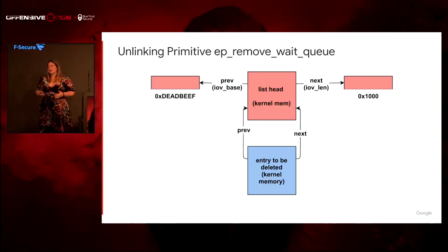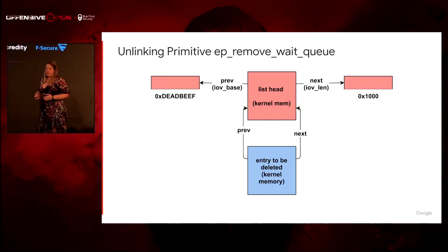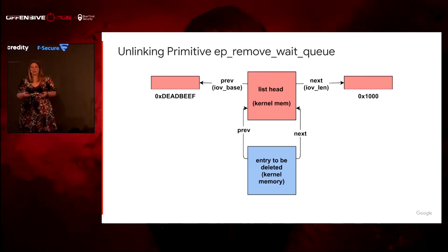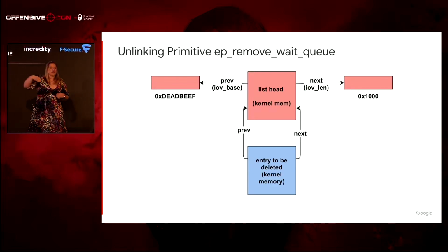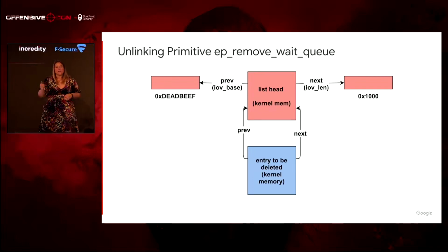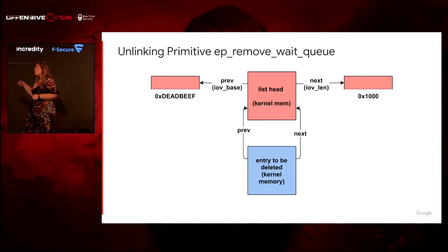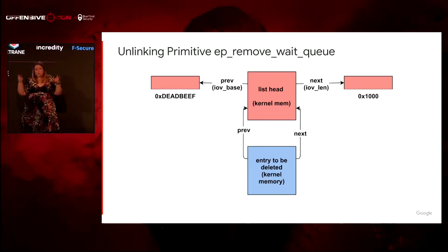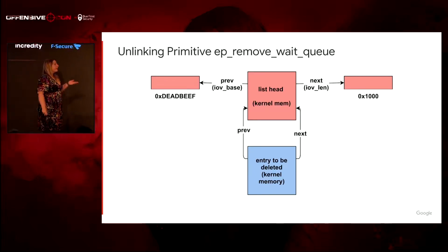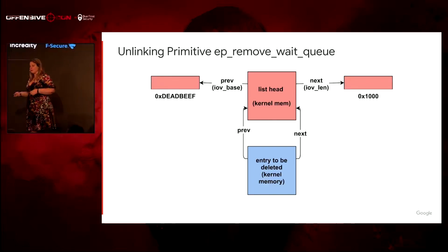And so as of now, when it's trying to do this list del, it wants to delete this entry in the kernel, which points back to the list head. The list head, which is in our binder thread struct within the wait queue. And so we've overwritten those values using our IOVec array so that now prev in our doubly linked list currently is dead beef, and we set the length to 1,000.